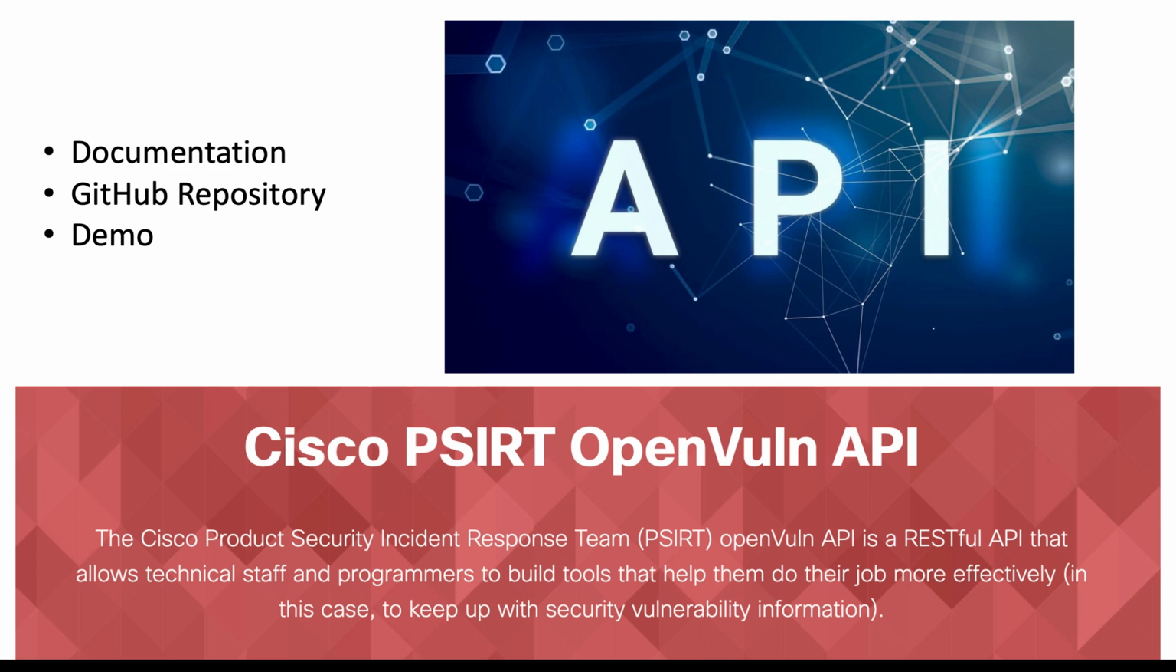As with other examples, there is already a repository on GitHub for PSIRT OpenVulnAPI, so we are going to review what the options are and how we can access the calls for this API. Finally, we are going to have a quick demo with 3 or 4 different examples of how we can consume this API. So let's get started.